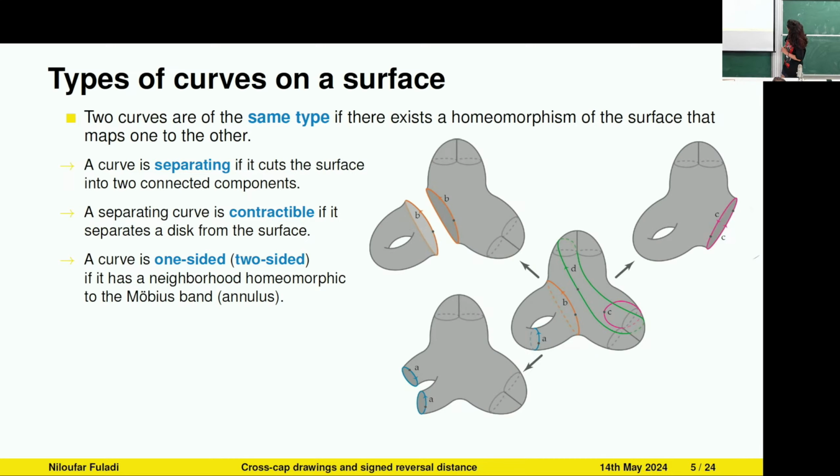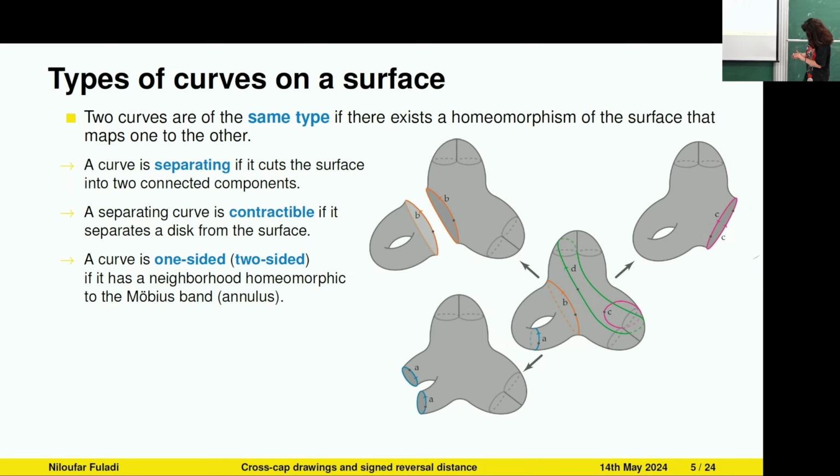So let's look at this one. Here, for example, B is a separating curve that is not contractible. When you cut along it, you get this surface. A is a two-sided non-contractible curve. When you cut along it, you have this. You somehow kill the handle here. And when you cut along C, you end up with one boundary, and you kind of killed one of the crosscaps.